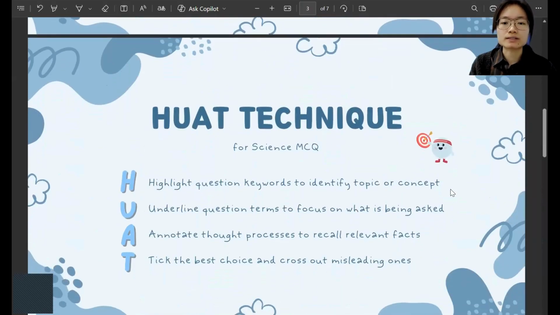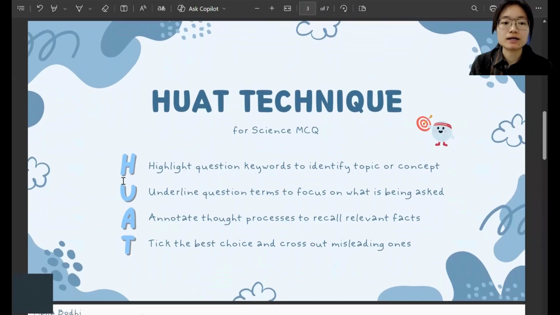So what is the HUAT technique first? The H is highlight question keywords to identify the topic or concept. The U is underline question terms to focus on what is being asked. Don't worry if you don't understand yet. We'll be doing this HUAT technique when we go through the MCQ question.